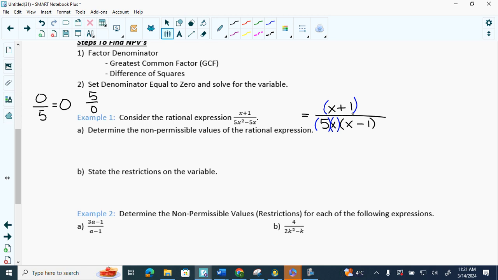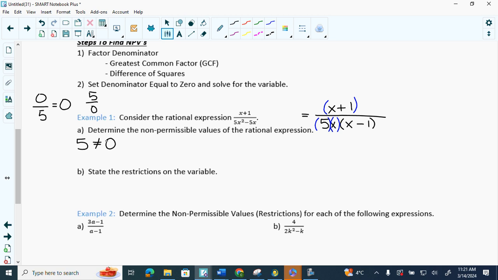So the way to check for non-permissible values is to take all your separate brackets and set them not equal to 0. So the first bracket I have, and I don't care about the numerator. The numerator can equal 0. That's totally fine. We proved that, right? 0 divided by 5 is 0. Totally good. It's the denominator. So we'll take the 5 first, and we'll say 5 can't equal 0. True. That's really all. Yeah, that's a true statement. 5 can't equal 0.